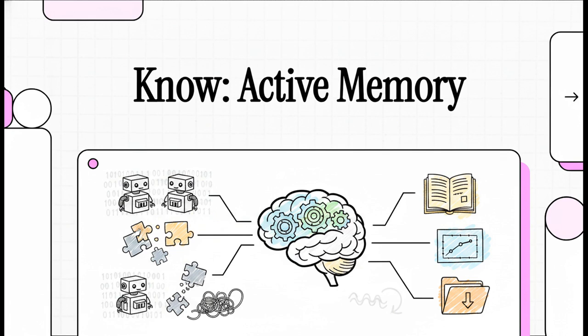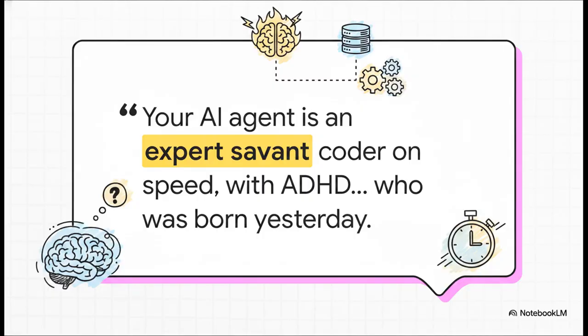In today's explainer, we're diving into a fascinating new tool called Know, which introduces this concept of active memory for software. Your AI agent is an expert savant coder on speed with ADHD who was born yesterday. It just doesn't know your history. Know actually solves this by taking a team's hidden decisions and constraints and connecting them directly to the code they protect. It surfaces that absolutely crucial context right before a human or an AI goes in and makes a change.